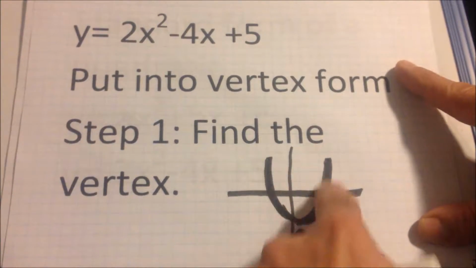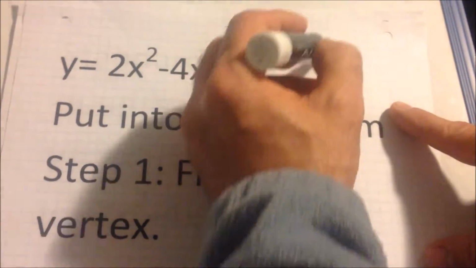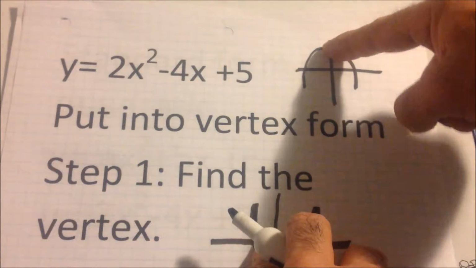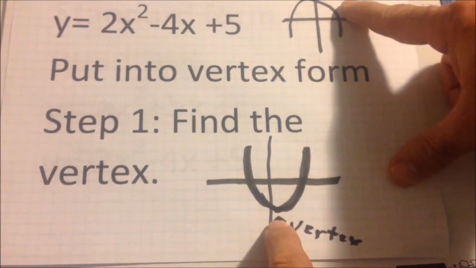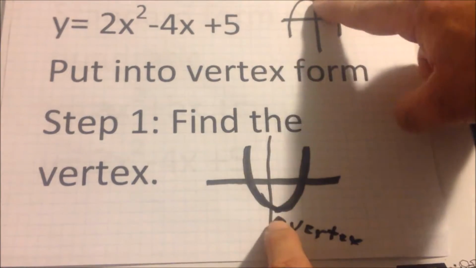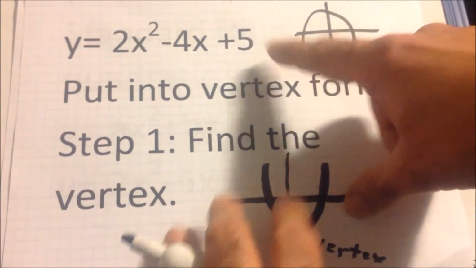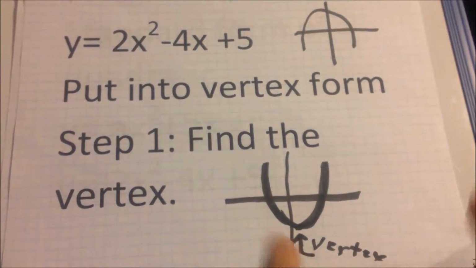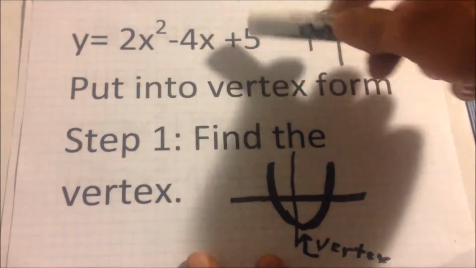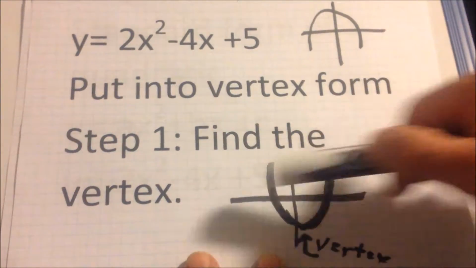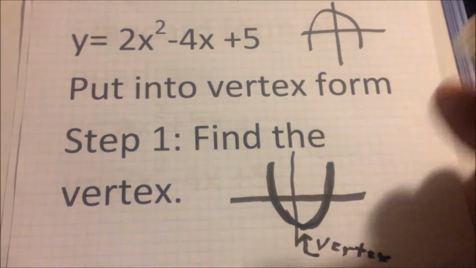Of course, it doesn't have to be pointing up. You can also have a parabola pointing down. In this case, it'll be the highest point. So the highest point, the lowest point, that's the vertex of the parabola in the quadratic equation. Okay, so again, we're just going to learn how to go from the standard form to the vertex form. Find the vertex. Find this piece.